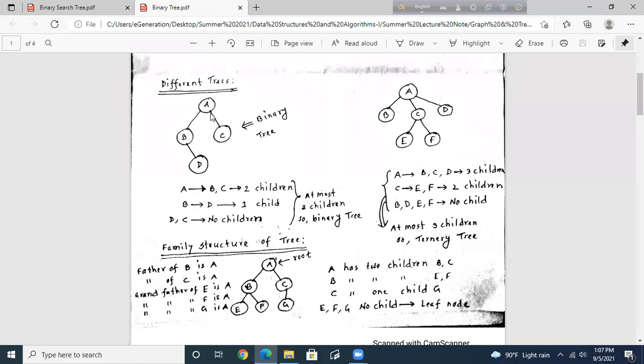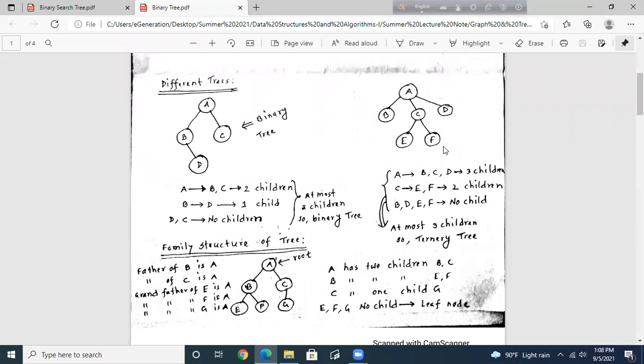In this tree, we have at most two children. Since at most two children, it is a binary tree. If you look at the right side tree, A contains three children. One is B, one is C, one is D. So A contains B, C, D, three children.